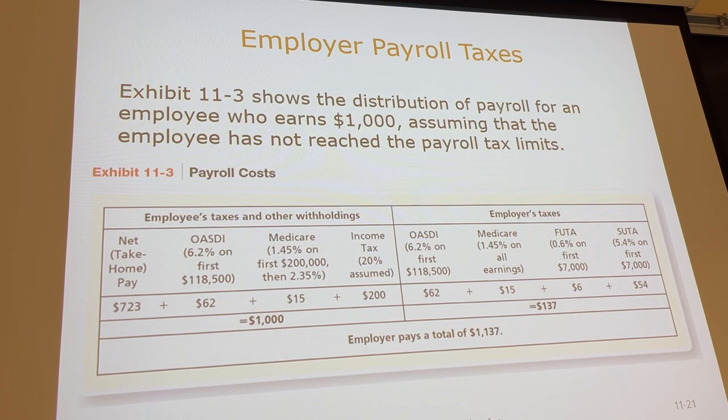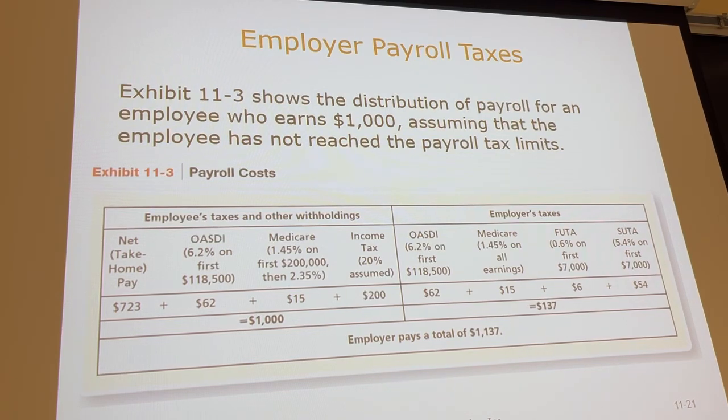employer also pays 6.2% Social Security. The employer also pays 1.45% for Medicare. Then in this example, we're assuming that the employer pays 0.6% of the first $7,000 of each employee's wages for FUTA. And that, by the way, is an accurate figure for what the FUTA tax is right now.